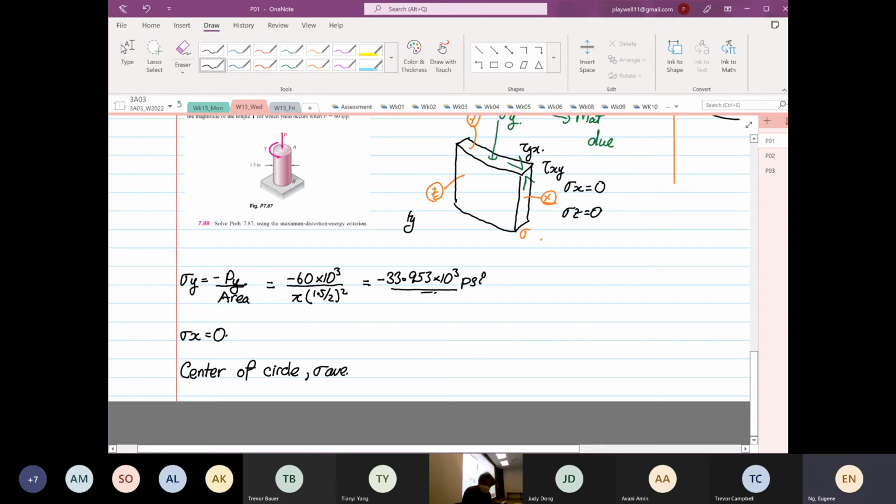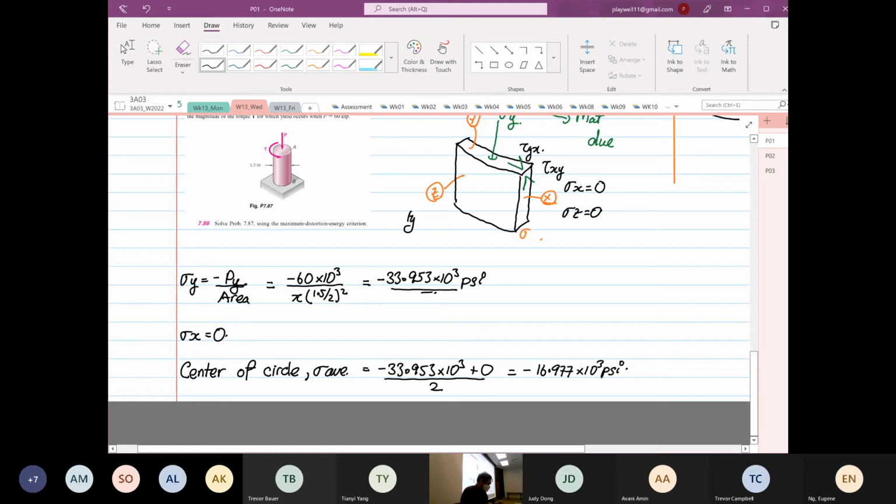which is equal to stress average, and this will be equal to minus 33.953 times 10 to the power 3 plus 0, the whole thing divided by 2. So this is equal to minus 16.977 times 10 to the power 3 psi.